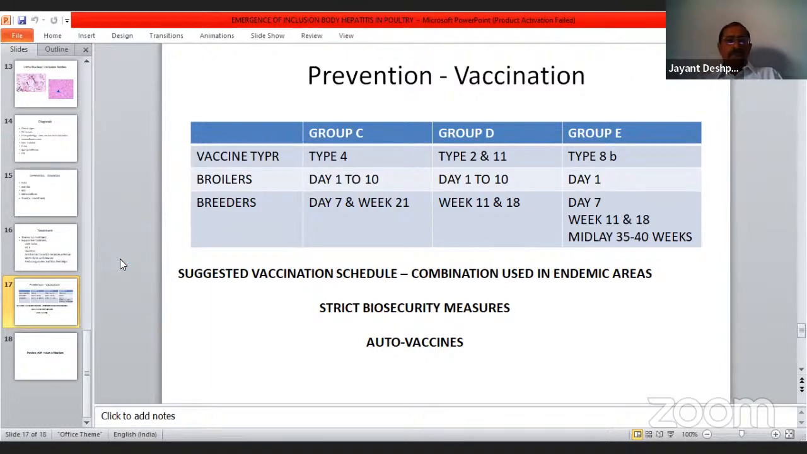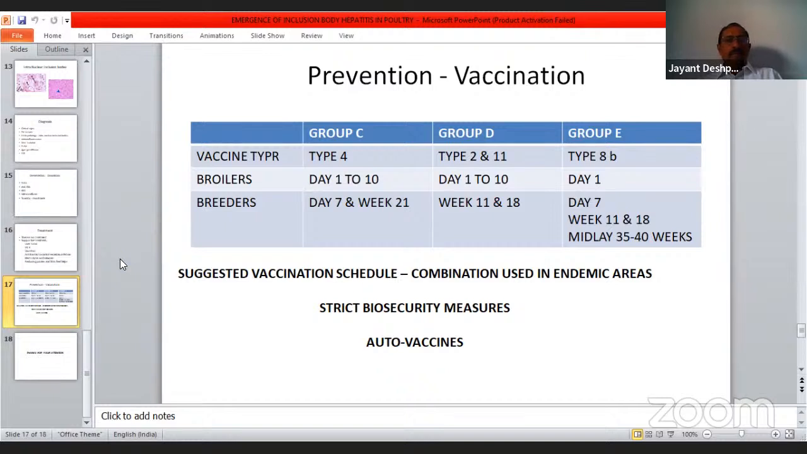And as we know, autogenous vaccines also have some side effects, because a lot of contaminants and impurities may be present in the organs which we collect for the vaccinations. So this is a brief about inclusion body hepatitis.